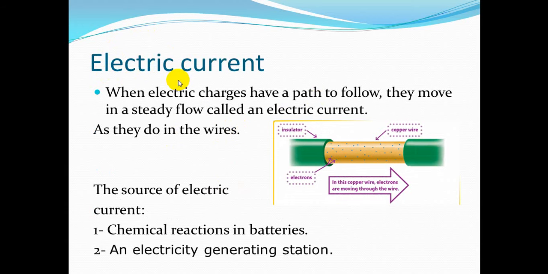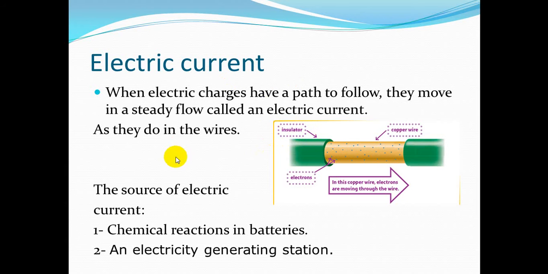So to sum up our lesson, when the electric charges have a path to follow, they move in a steady flow called an electric current, as they do in the wires. Like this picture, this is the wire, and it's made up from copper. Inside this copper, the electrons move from the negatively charged end to the positively charged end, and this wire is covered with an insulator. Why do we need the insulator? To resist the flow of electrons from the wire to our body, so we can keep ourselves safe.